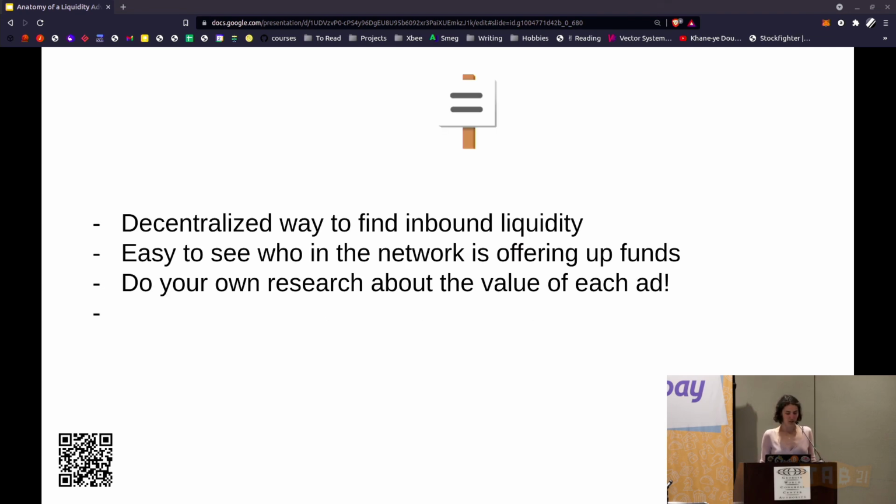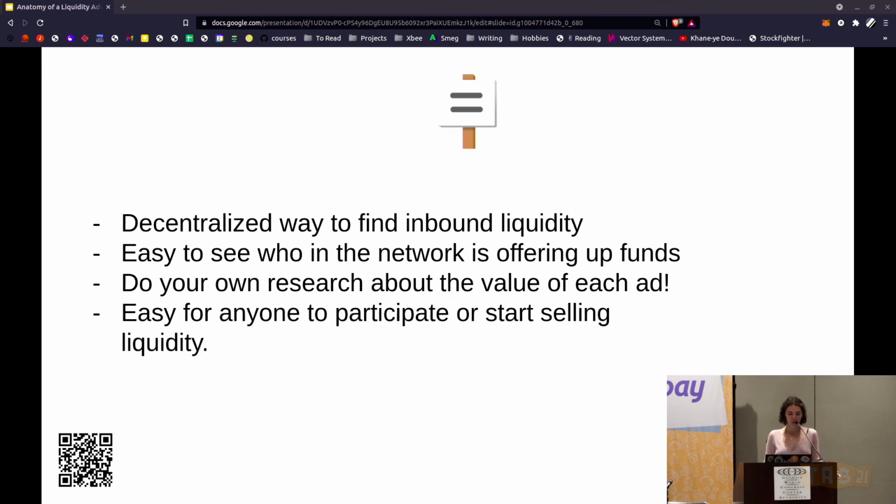What's the other thing? The other nice thing about liquidity ads is it lets you do your own research. You can see exactly who in the network is offering it up, and so you can figure out what their inbound and outbound capacity looks like. You can figure out what any of their liquidity would be worth to you and decide whether or not what they're asking you to pay is worth it.